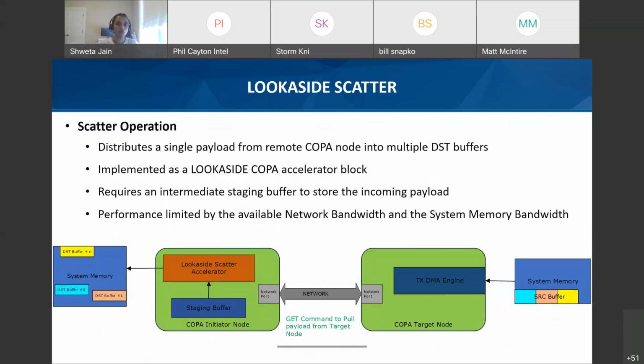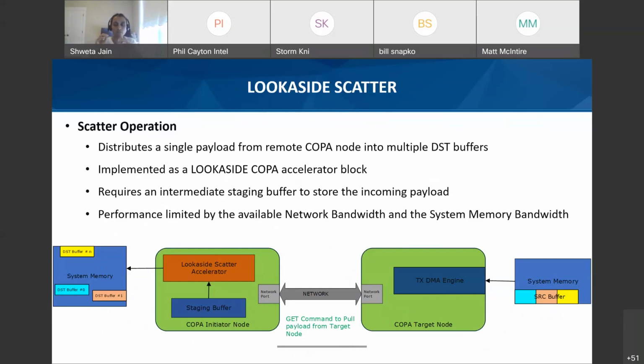Moving on to the scatter operation. Again, I'll just give a brief description. The scatter operation is basically used to distribute a single payload across multiple destination buffers. That is what the scatter operation does at a very high level.